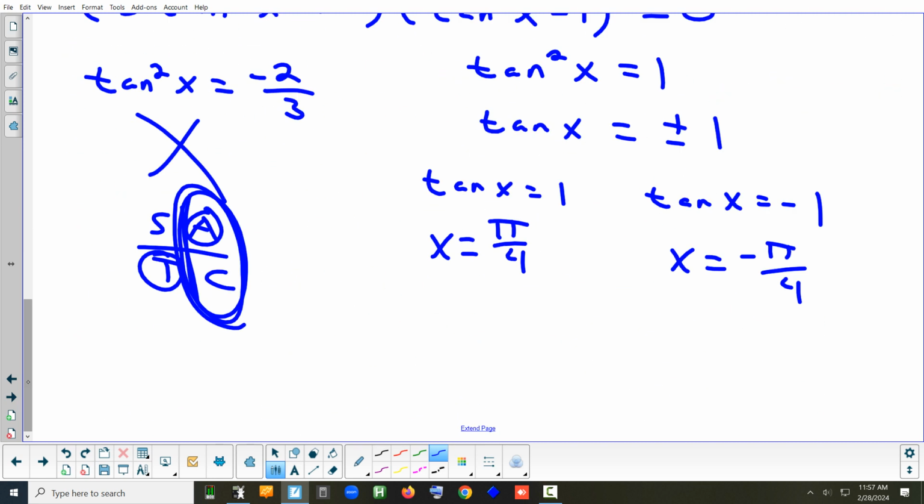Any question on that one? Yeah. Pi over 4, that's 45 degrees in radians. That's the inverse tangent of 1. 45.